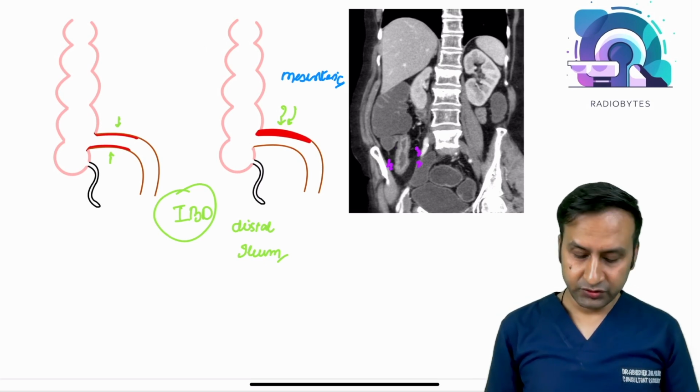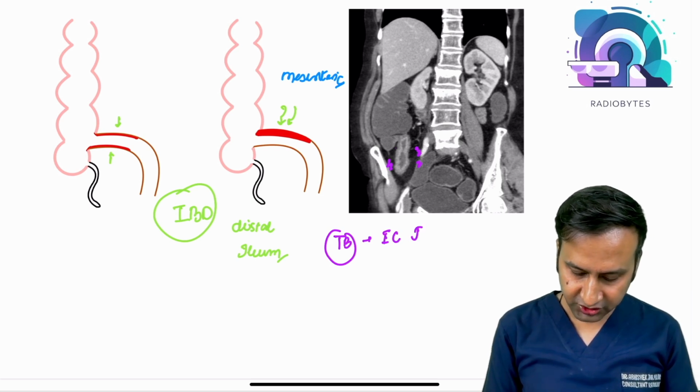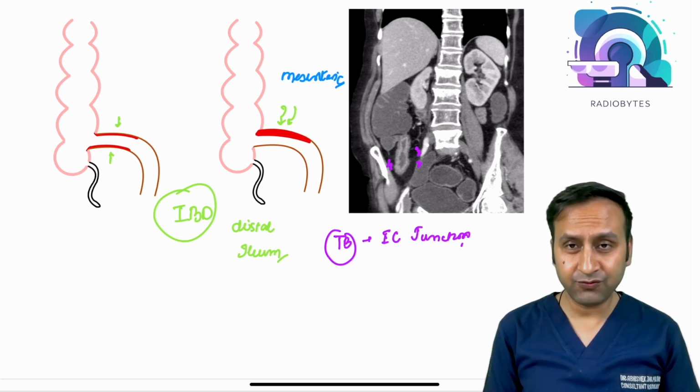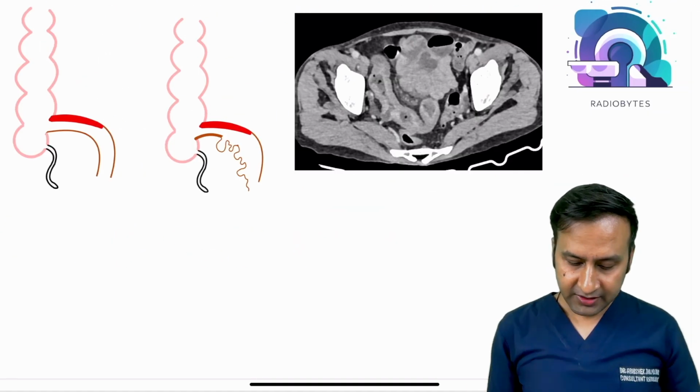One way to differentiate Crohn's disease from TB is the involvement of the IC valve or the IC junction. If you have involvement of the IC junction and the IC valve also starts showing changes, then you're probably thinking about TB rather than Crohn's disease. Now, what will happen next?